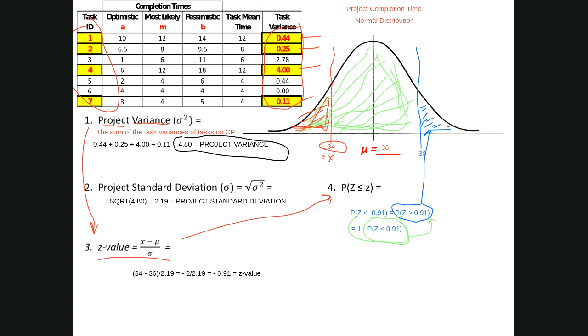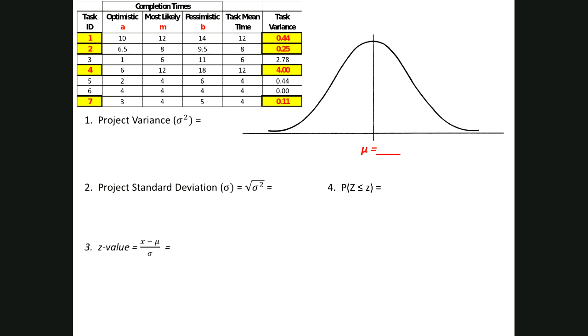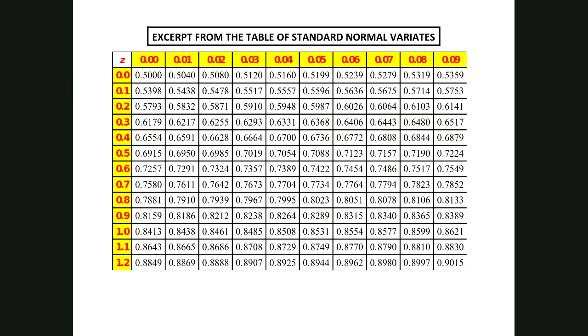Now we want to go to our chart, which is our next slide, and find the value of z that corresponds to positive 0.91. And so let's find that value. Here's 0.9, and here's the value of 1. So we want to see where those two intersect, which is here.